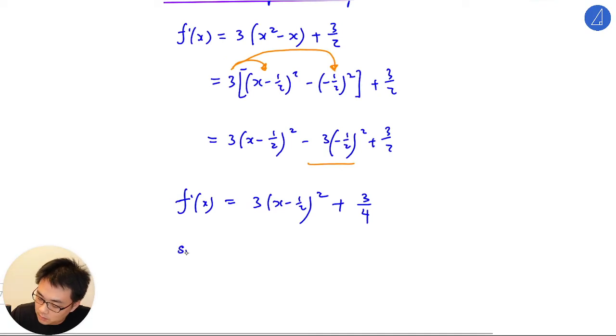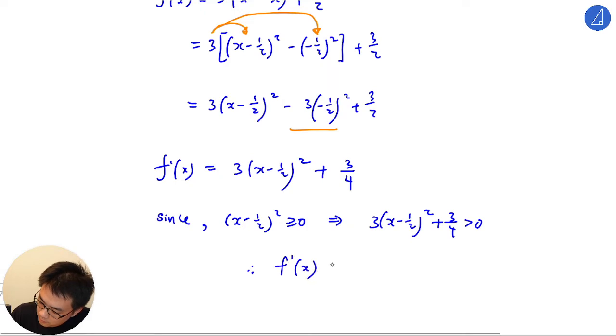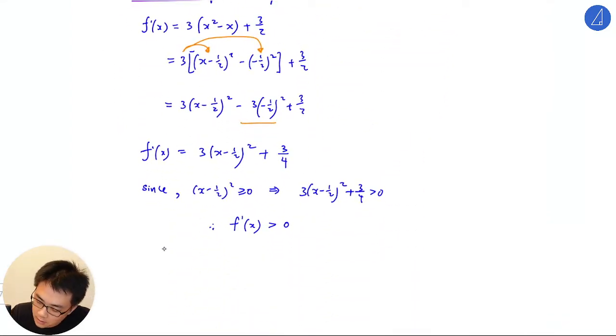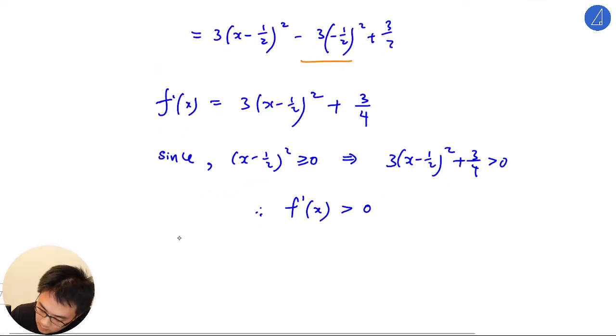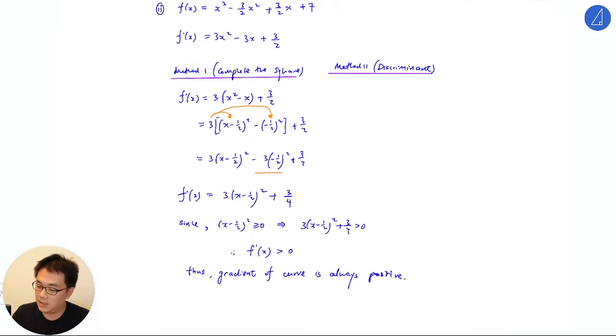So since (x minus half) squared is at least 0, hence the gradient of a curve is always positive. Okay, then the second one, always positive.